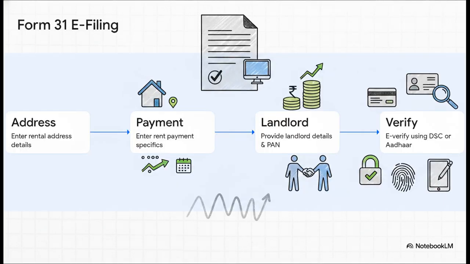The digital process for filing Form 31 is highly structured to prevent errors. Basic stuff like your name, your PAN, and the tax year will automatically pre-fill based on your login. Then, you'll sequentially enter the property address, your payment particulars, and the landlord's verified details. Once the data entry is done, you finalize the whole thing with a mandatory e-verification step. It's super simple, authenticated securely using an Aadhaar OTP or a registered digital signature certificate.